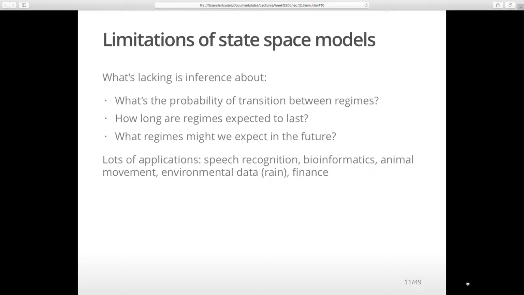There are lots of applications of these types of models in other fields, including speech recognition, bioinformatics, animal movement models, and, as I said, modeling environmental data like rain, where we have maybe really dry spells characterized by droughts, and then periods of intense rainfall, or things like finance, where we are alternating between different states, essentially different levels of volatility, or bull and bear markets, for example.